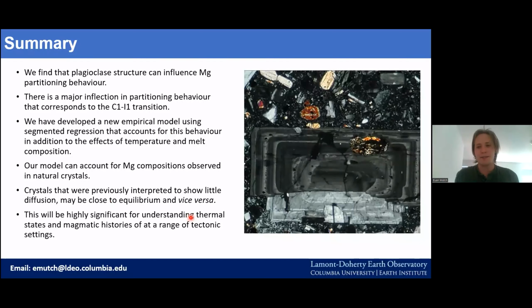And so our model can actually fit some magnesium composition distributions observed in natural crystals fairly well. So this really has some significant implications for how we interpret diffusion profiles in certainly silicic systems. Things that may be close to or show significant disequilibrium may in fact be close to equilibrium and vice versa. So this could be really important for understanding not just diffusion timescales, but also thermal states and magmatic histories at a range of tectonic settings.